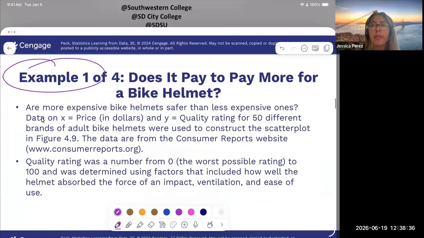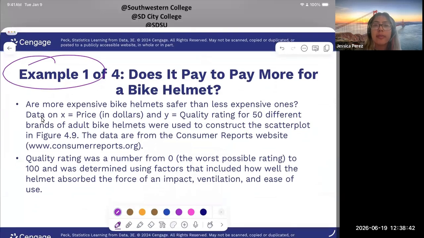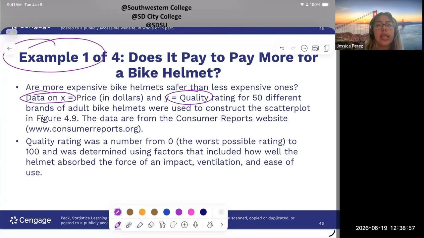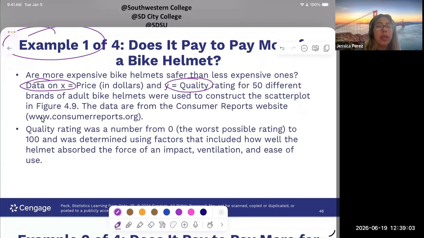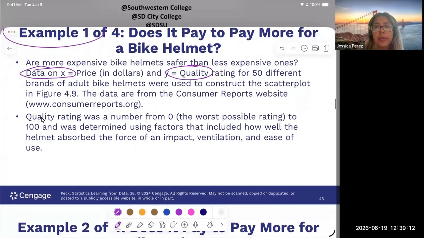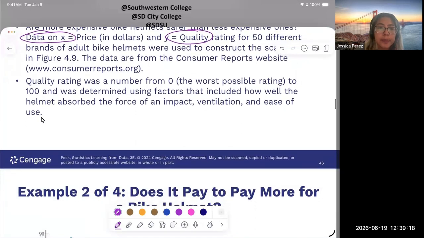Does it pay to pay more for a bike helmet? Are more expensive bike helmets safer than less expensive ones? Data on x is the price in dollars. Y is the quality of 50 different brands. We are going to construct a scatter plot in figure 4.9, and the data is from the Consumer Reports website. The quality rating was a number from 0 as the worst possible rating to 100 as the best, and was determined using factors including how well the helmet absorbed the force of an impact, ventilation, and ease of use.